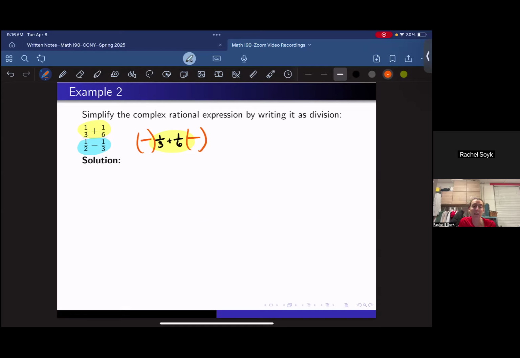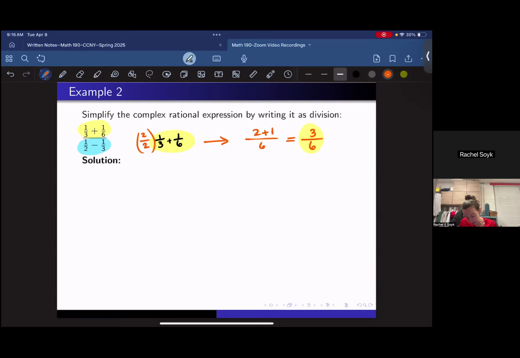The LCD between 3 and 6 is actually just 6, so we don't need to multiply that second fraction, we just need to manipulate that first one. So what are we looking at? We're looking at 2 plus 1 over 6, which is just 3 over 6. That's our simplified numerator, which technically we could simplify more, but I'm not going to, and I'll tell you why in a moment.